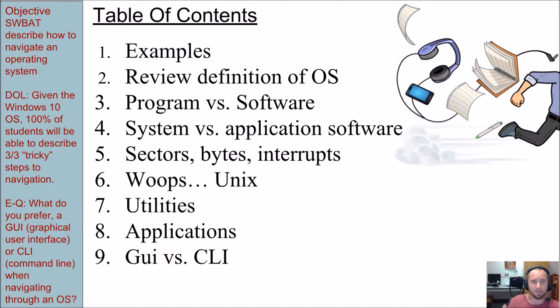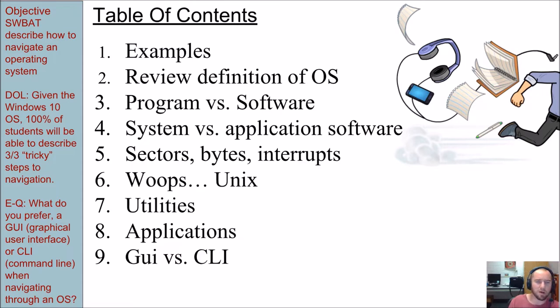So to be less confusing, first I'll start with some examples. I think that will be the best way to show you what an operating system is. Most of you use operating systems all the time, you just might not have known that's what it's called, an OS. Then I'll give you the strict definition of what that is. Then we're going to talk about what a program is versus software. We'll talk about system software versus application software. We're going to talk briefly about sectors, bytes, and interrupts.